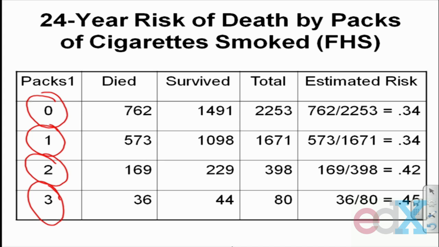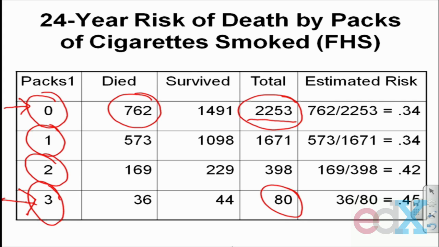And what I showed you at that time is the number of people, for example, 2,253 who were in each of these categories, 2,253 being in the 0 category of the non-smokers, 80 people being in the category of 3 or more packs a day smoked. I talked about the number of deaths that were observed during 24 years of follow-up, 762 out of the 2,253 non-smokers, pack 0 people, 36 out of the 83 pack-a-day smokers, and then at that time, we talked about estimating the risk of developing the outcome, mortality in this case.